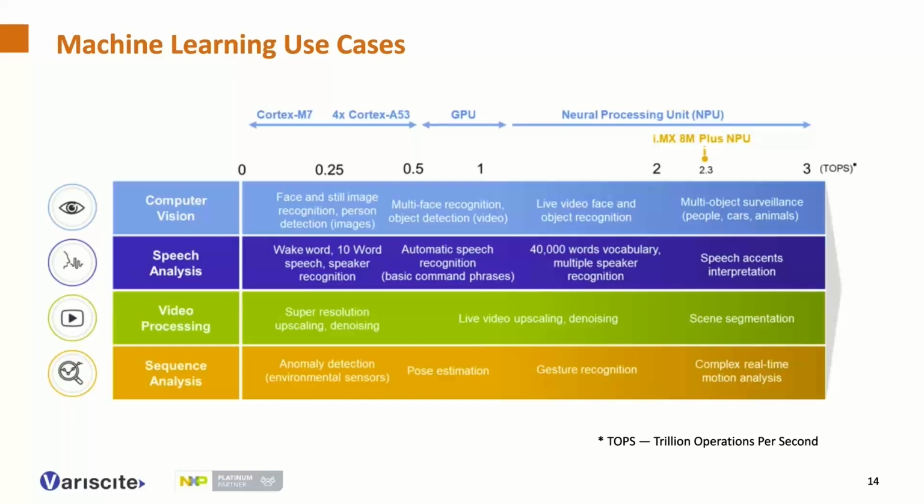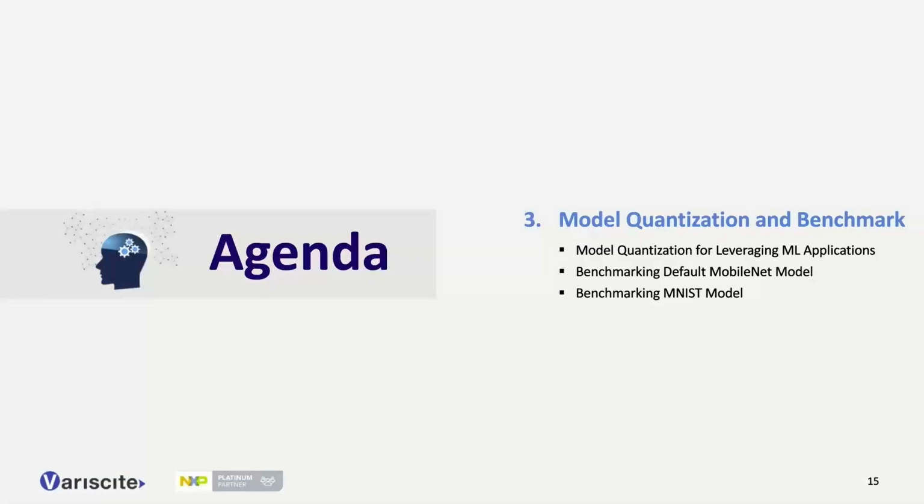So if you are planning to create an application, keep that in mind because we can use all the cores to run inference, but sometimes it requires lots of processing depending on the application itself, and then we need to use other cores. And the NPU is prepared to work with way more operations per second. Now we're going to talk about the model quantization benchmark.